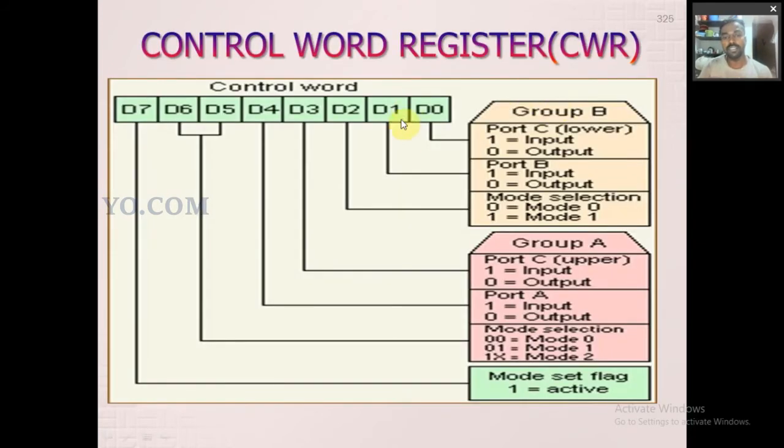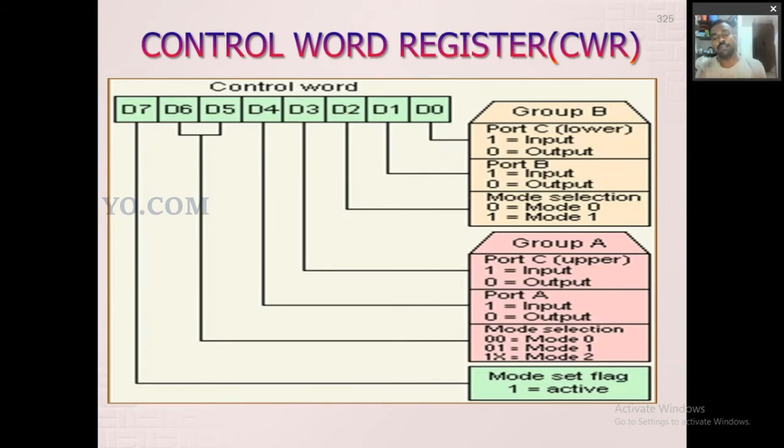So D1 is dedicated for port B. If it is 1, that means input. If it is 0, port B is output. And D2 is dedicated for mode selection. If it is 0 means mode 0, 1 means mode 1. So this is group B, very small. Group B is allocated 3 bits, D0, D1, D2. So if it is 1 means input, 0 means output, very simple.